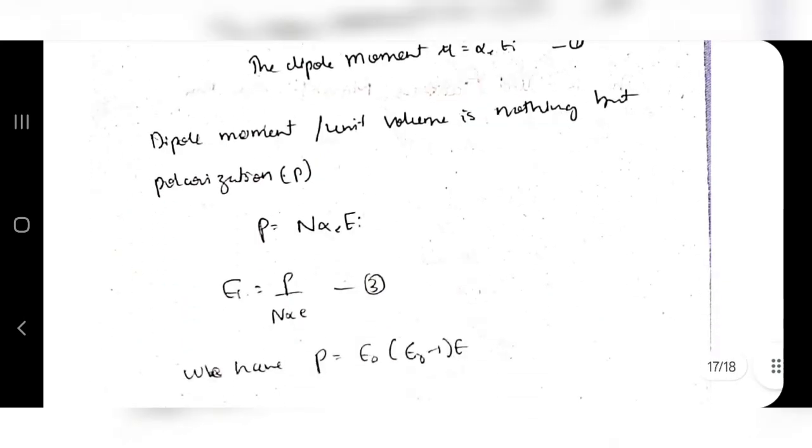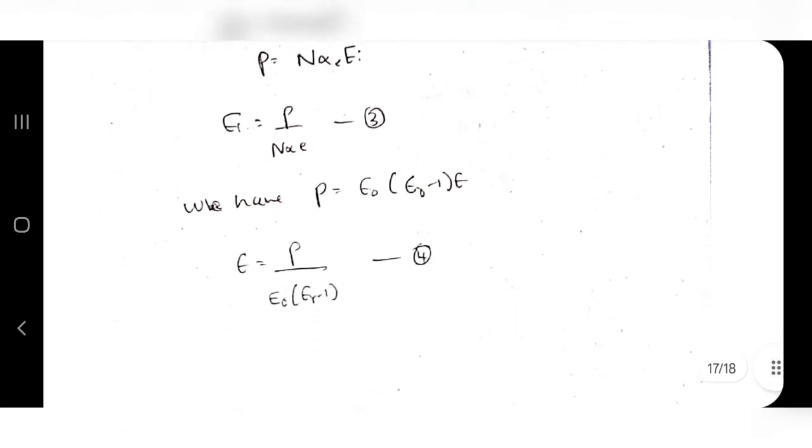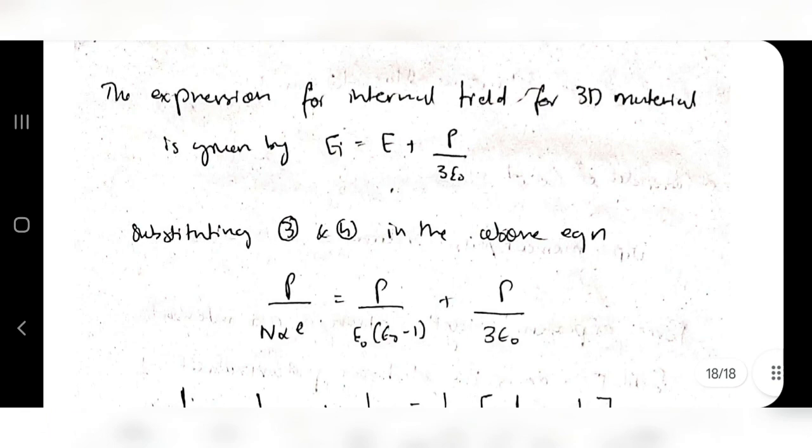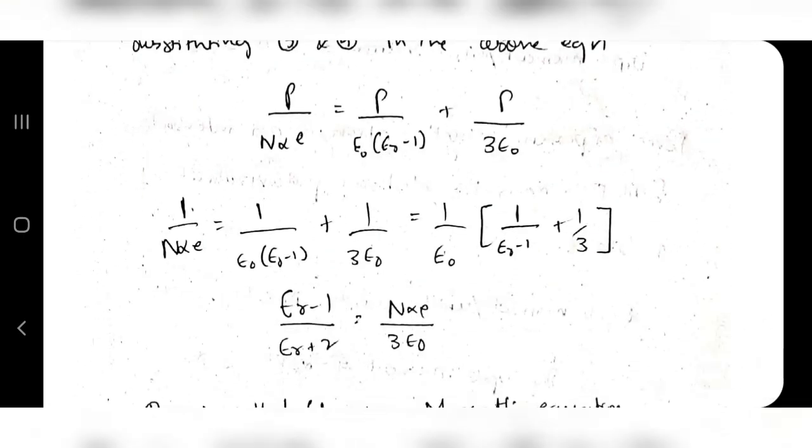The dipole moment per unit volume is nothing but the polarization. So P will be equal to this one, and EI will be equal to this one. So also we have the value of P as the previous one, like E naught into ER minus 1 into E. So that we will substitute here as P. So what we get is this equation, and for the whole equation, like EI is equal to E plus P by 3 E naught, we will be substituting the value of P here. So what answer we get is this one.